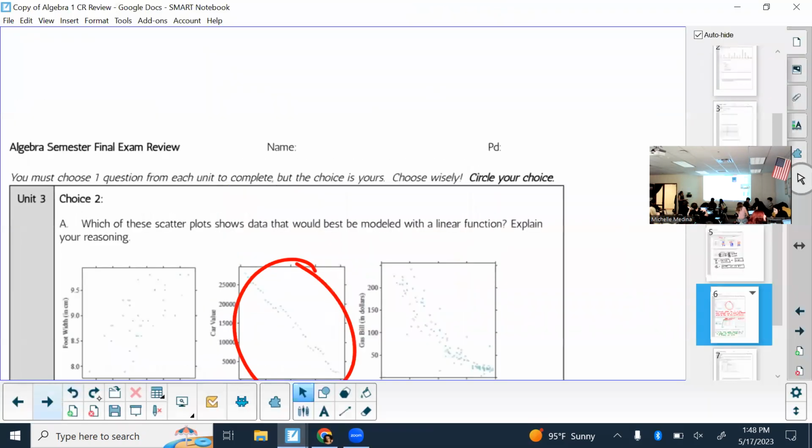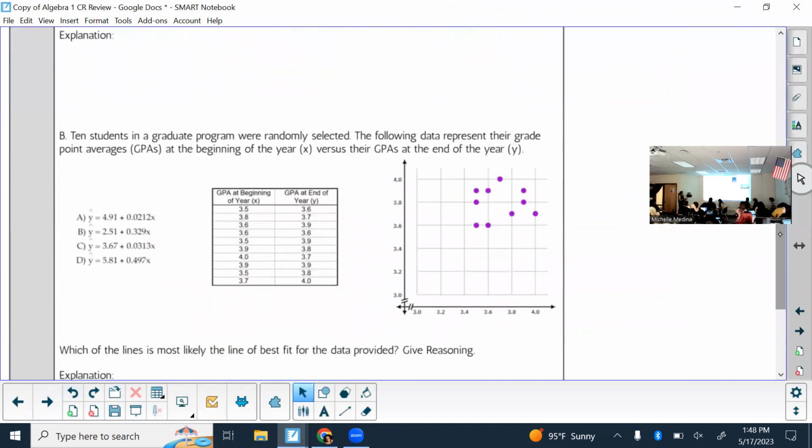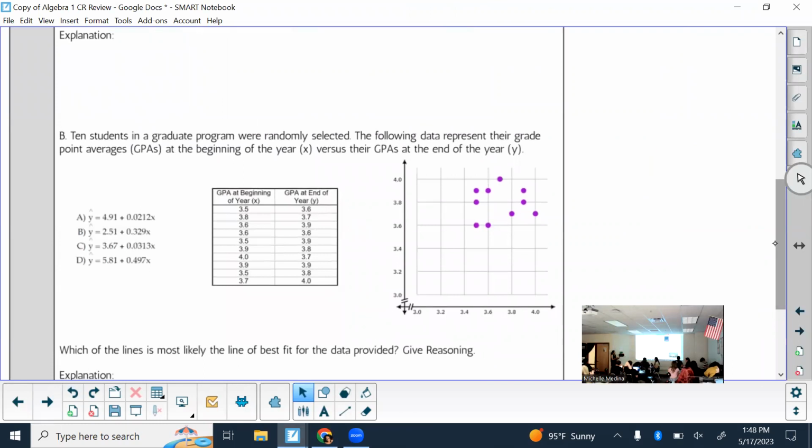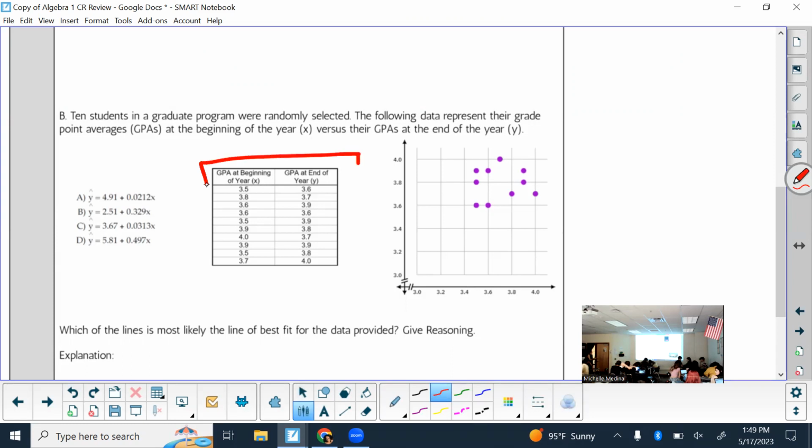Okay. So choice 2, part B. Good one to go over. We have 10 students in a graduate program who were randomly selected. Their data for their GPAs at the beginning of the year versus the end of the year are shown. So this is a table of their data. So here's their actual data. And then also a scatter plot, so also their actual data.